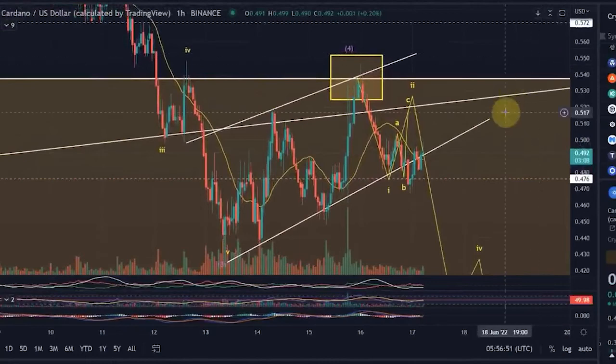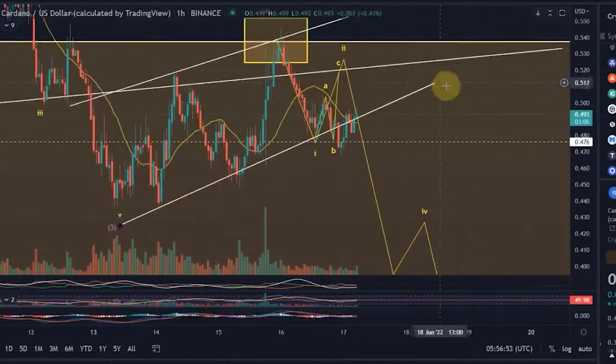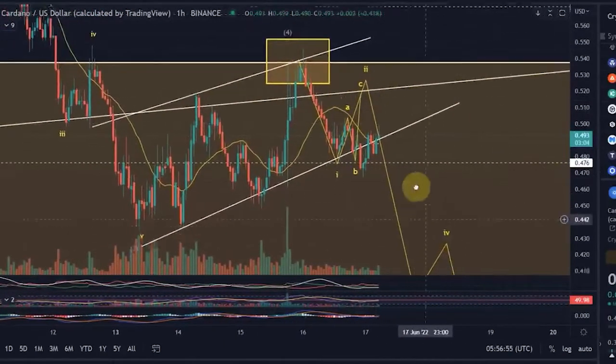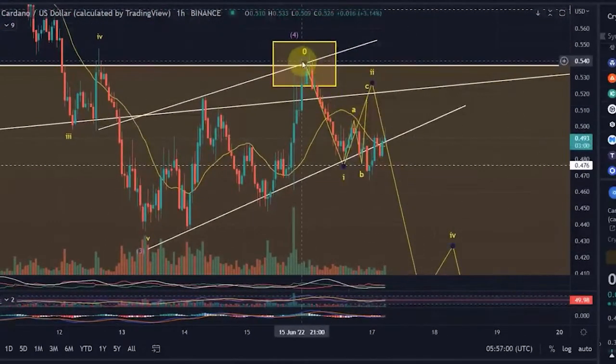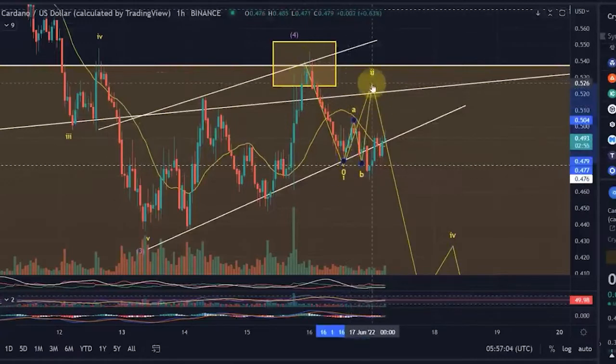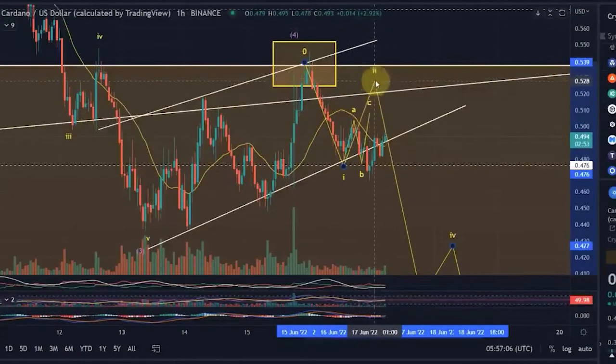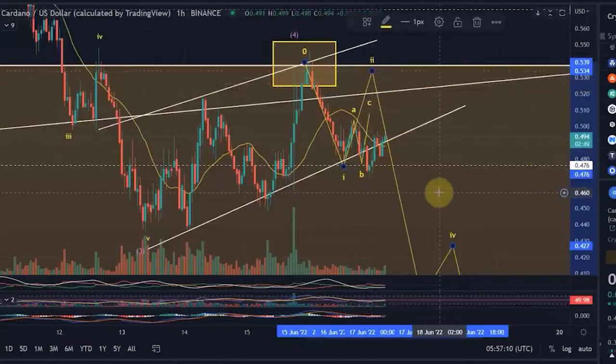As I already showed you in the last video, it could be that after the wave 4 in purple here, we started already our wave 5 in purple down, and that we've already within this completed our wave 1, and we're now here in the wave 2. That is where we left it at the end of the last video. And this is pretty much still working out.